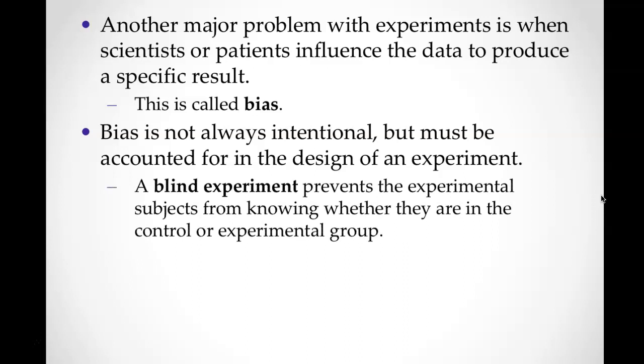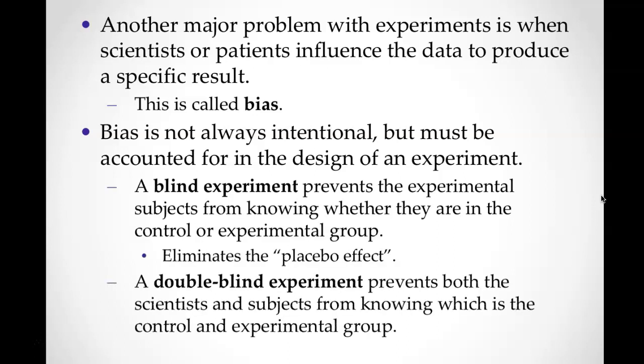And that's why we sometimes have blind experiments where the experimental subjects don't know whether they are in the control or experimental group. And then sometimes you'll have a double-blind experiment where the researcher doesn't know. So let's say this is the antidepressant trial. You have some people getting a sugar pill and some people actually getting the antidepressant. That's called a blind experiment. They don't know which one they're getting.